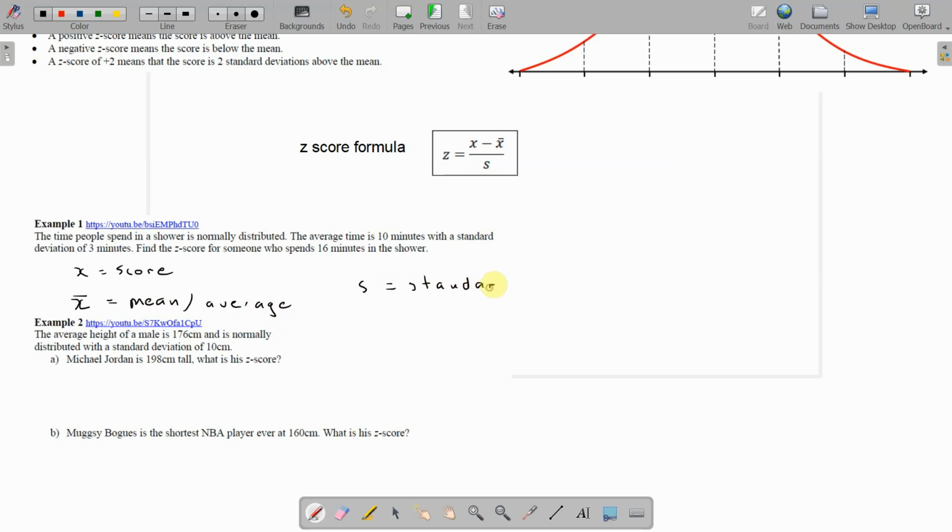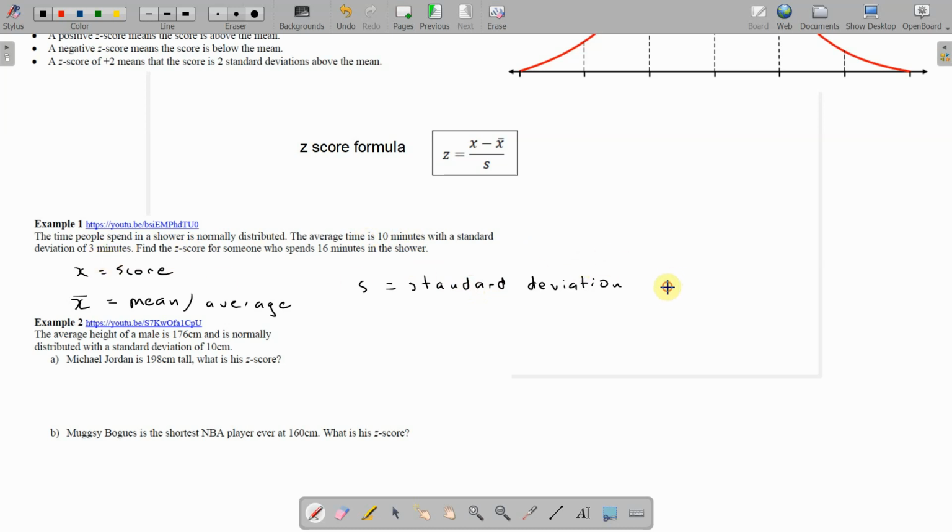Basically that means the higher the standard deviation, the further the marks are spread over, above and below the mean. So what's that mean for this one here? So if you had a standard deviation of 1 with people showering for 10 minutes, the variation from 10 minutes higher and lower would be not very wide. But we've only got a standard deviation of 3.